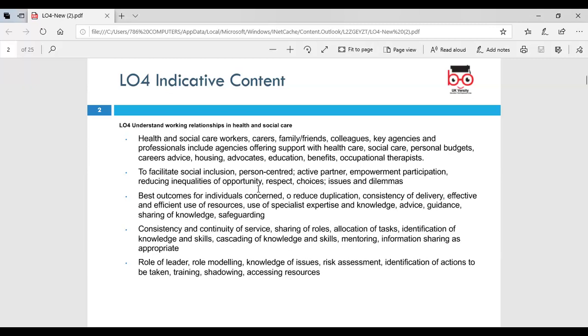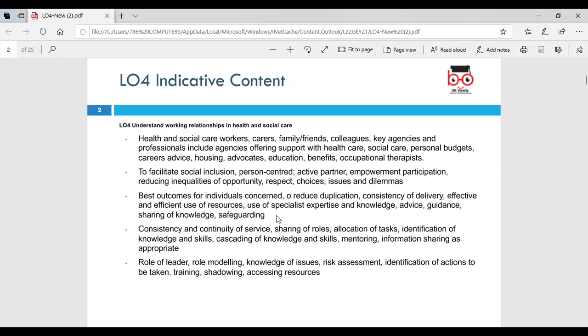Person-centeredness or patient-centeredness is very important because it gives the person who's involved in the care process an active partnership. It makes them more empowered, and it reduces inequalities because of the different opportunities that people have. It gives them respect, an option to voice their choices, and to be aware that their choices, issues and dilemmas are being heard.